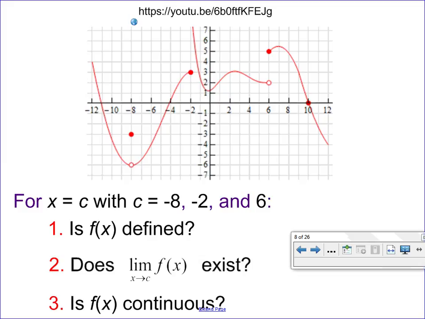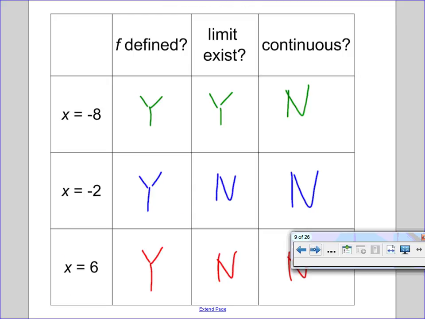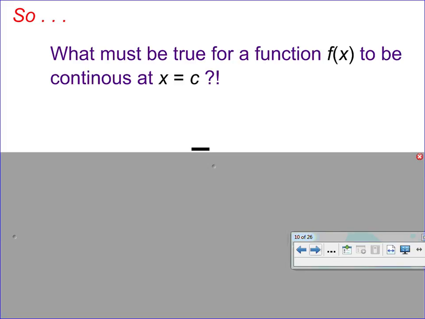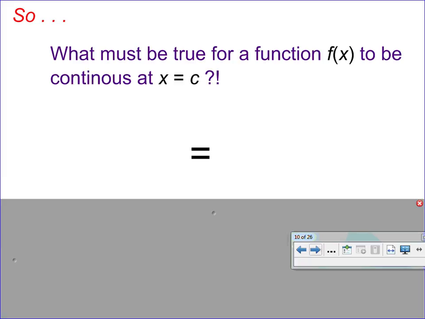And so what has to be true in order for our function to be continuous? And can we write that in an equation? What must be true for a function f of x to be continuous at x equals c? I'm going to set a template here. I want you to use an equation. So let's go ahead, with your partner, and write an equation.